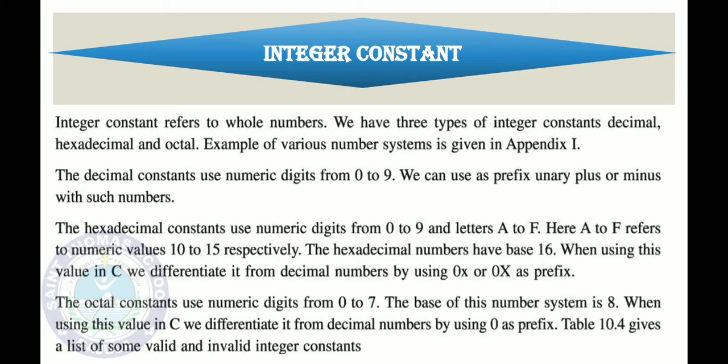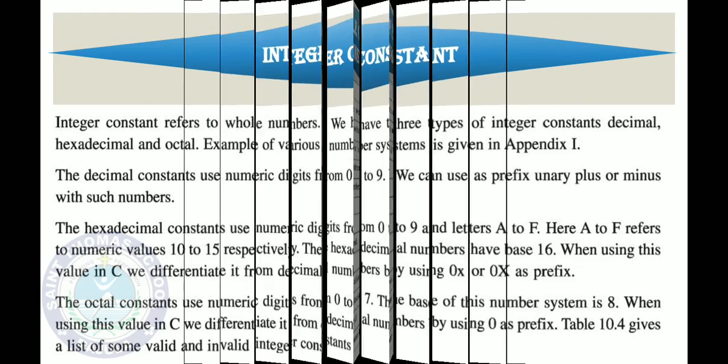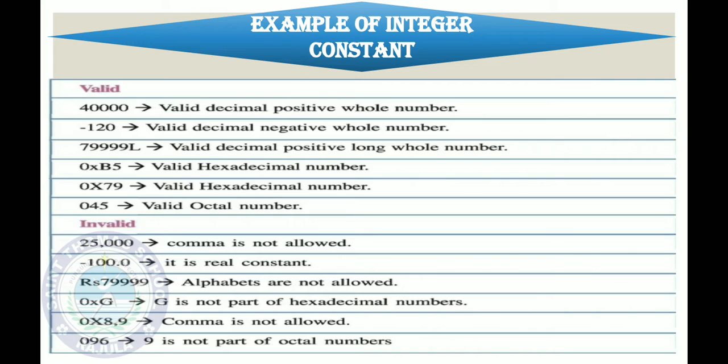Okay, so here we have discussed the integer constant, and in the integer constant we have discussed the decimal constant. As a prefix, the decimal uses the plus and minus sign. The hexadecimal uses 0x or 0 capital X, and the octal uses 0 as a prefix. So now we will see some examples of valid and invalid constants.